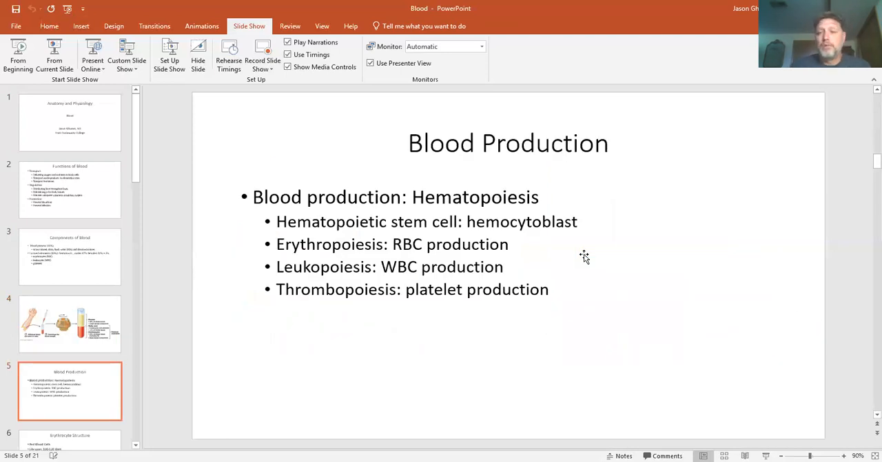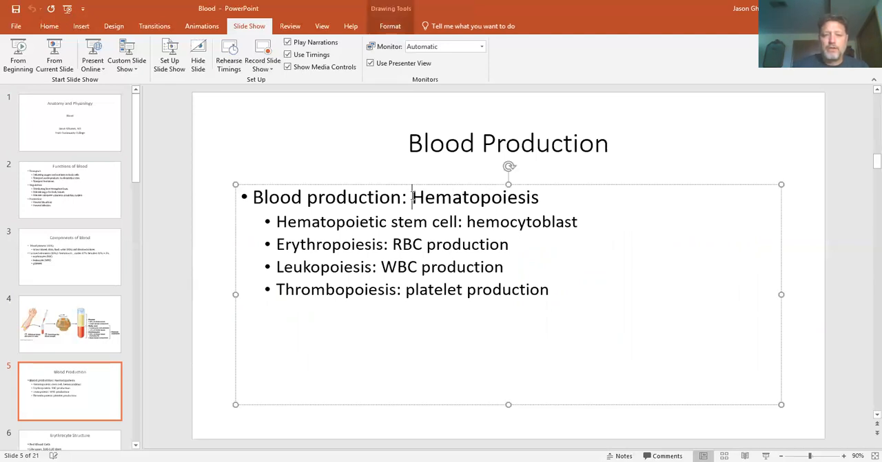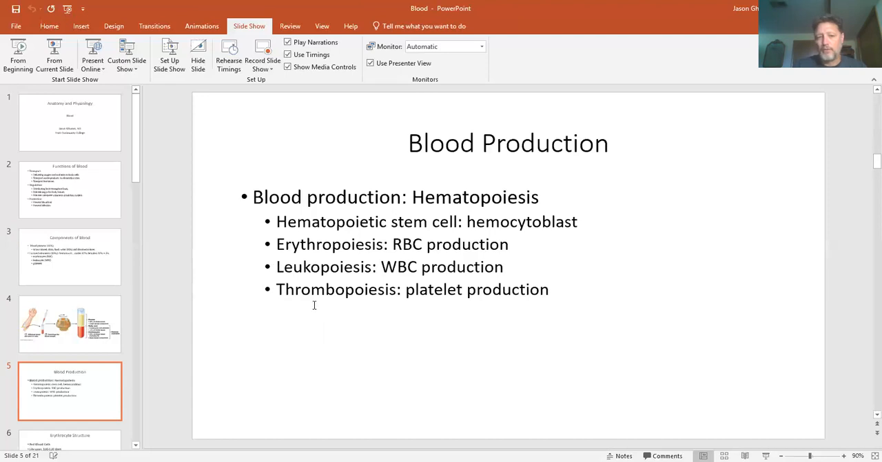All right, the blood production is called hematopoiesis. You need to recognize this term. Hematopoiesis is talking about all the blood. You get down to specific types: erythropoiesis is red blood cells, leukopoiesis is white blood cells, and so forth, thrombopoiesis is platelets. All of these start in the bones. Hematopoiesis occurs in the bone marrow. I say start because with the white blood cells, depending upon what type of blood cells they are, they'll mature in different areas.